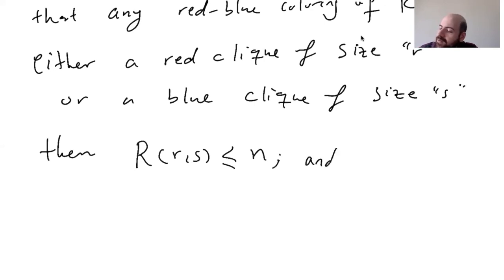And conversely, the converse is also true, meaning that if I have a value of n bigger than or equal to capital R of R and S, then any red-blue coloring of Kn has either a red clique of size R or blue clique of size S. Because if you call, for example, capital R of R and S as small m, then Km is the induced subgraph of Kn. And we know that in Km, the smaller one has either a red clique of size R or blue clique of size S. And that itself is a subgraph of Kn. So Kn definitely also has the same property. Okay, this is one remark.